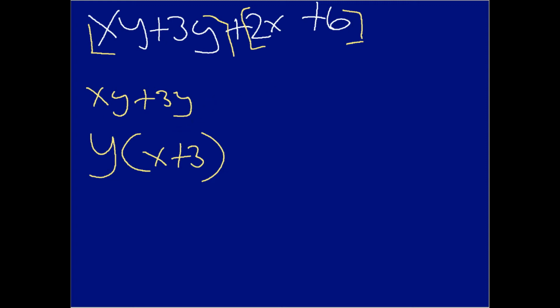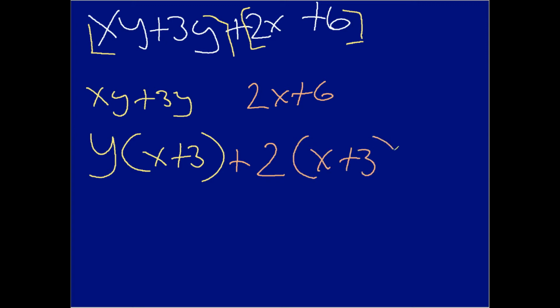Now, I repeat this process in a similar manner with my 2x plus 6. So I have 2x plus 6 right here. Okay, so what can I factor? I can move the 2 on the outside. And so what do I end up with? Well, I put a plus sign here, of course, and I have 2, and then I have x plus 3.